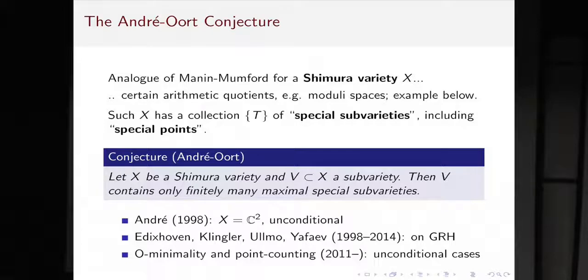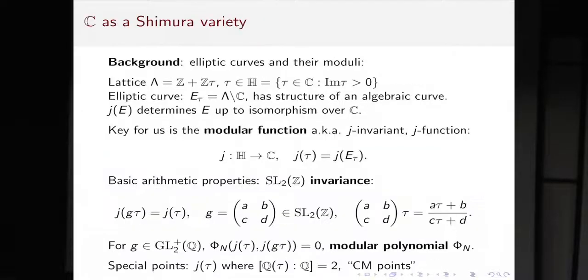And in the last few years, somehow this method that Boris mentioned of O-minimality and point counting has enabled some further unconditional cases. But I want to talk about C as a Shimura variety. So here, the background is elliptic curves and their moduli.